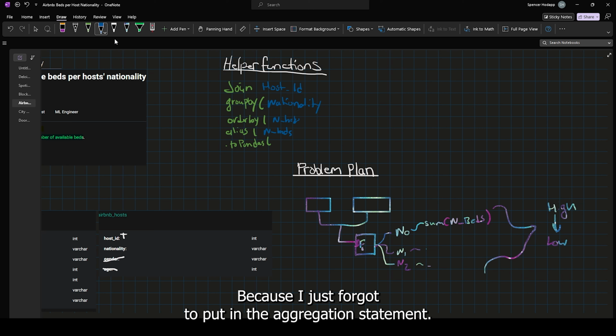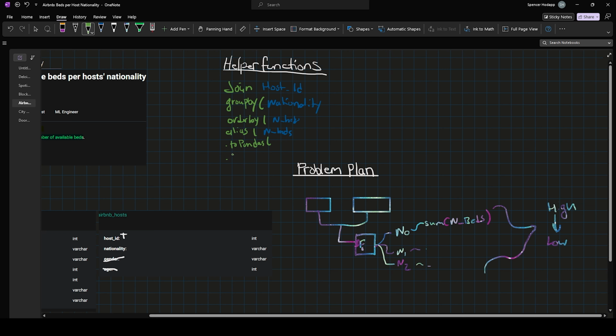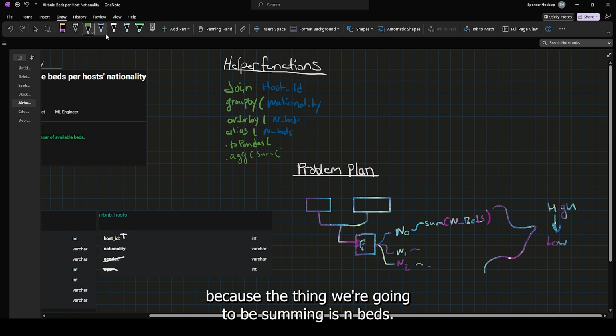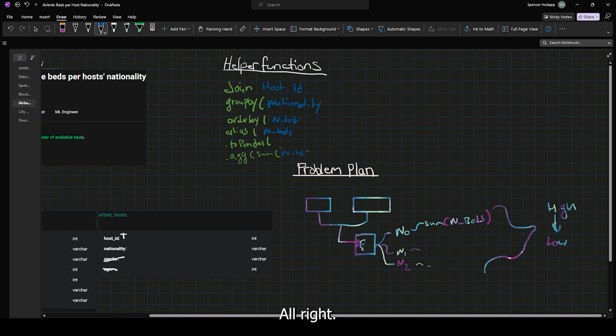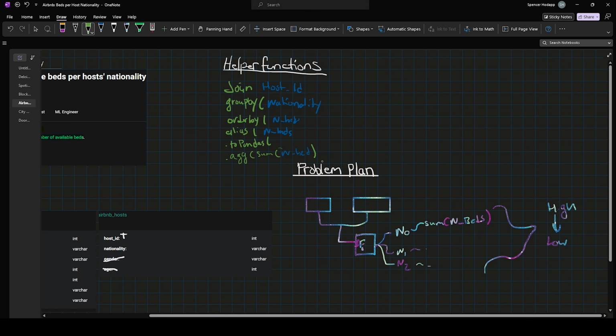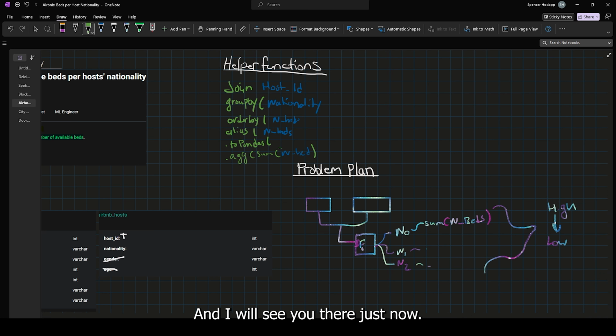Oh, and this is why we do it, because I just forgot to put it in the aggregation statement. We're going to use a dot. I've never seen that happen before. We're going to use a .agg statement, and then we're going to use sum, because the thing we're going to be summing is beds. All right. Hopefully this is a little bit more clear when we compose everything together in the code editor, and I will see you there in just a moment.